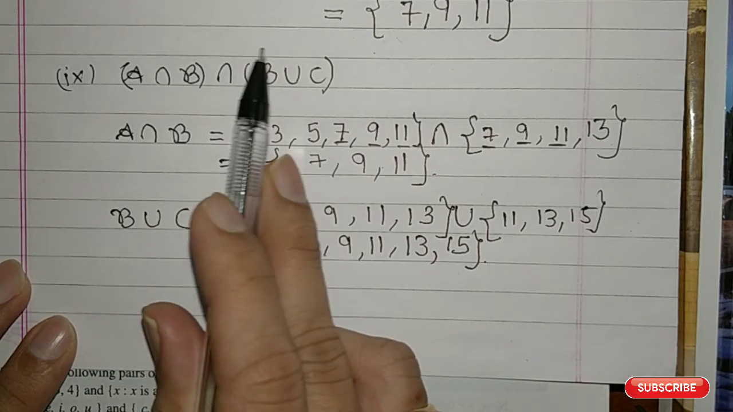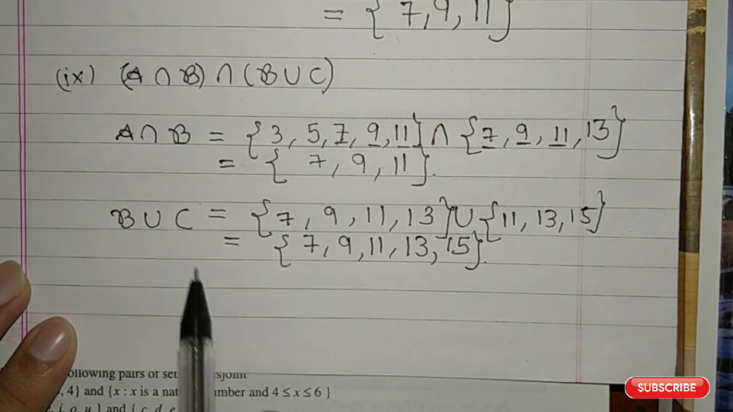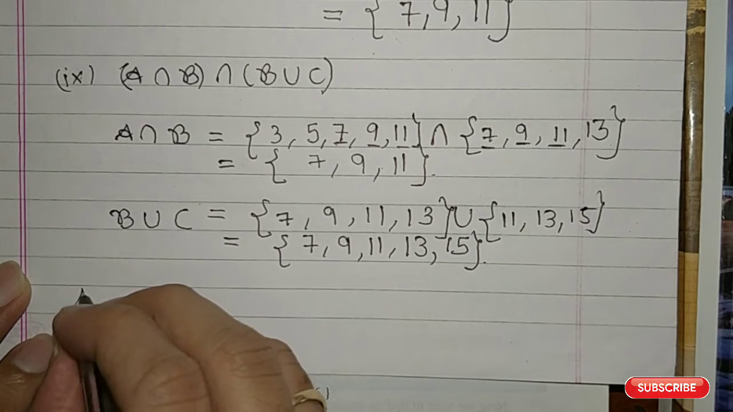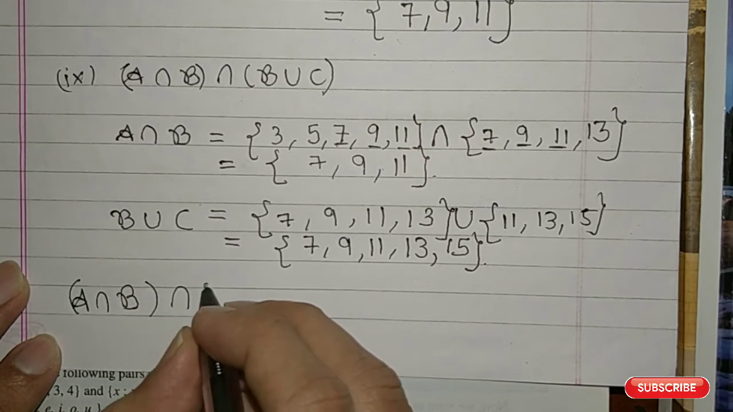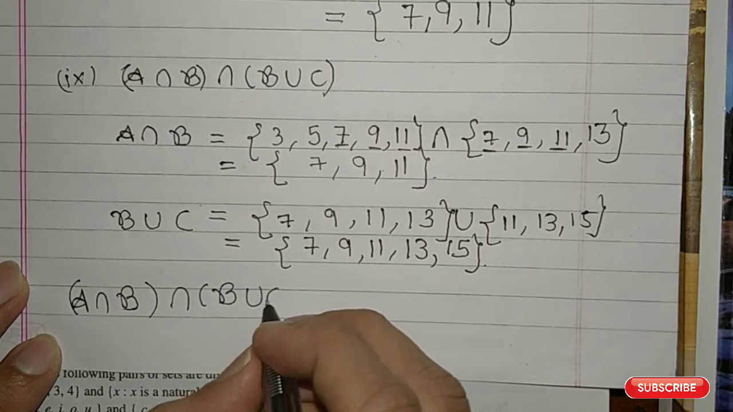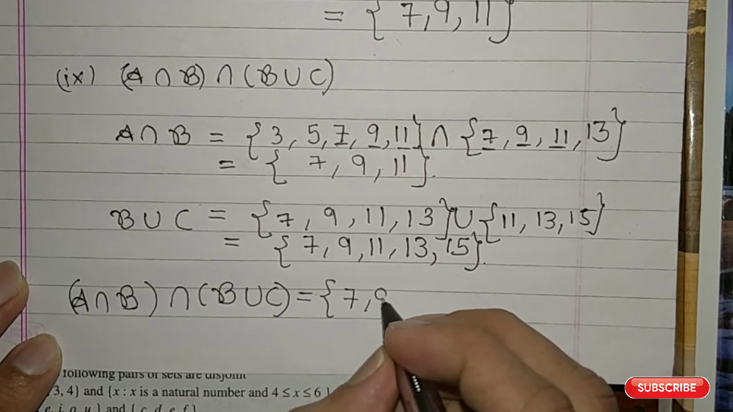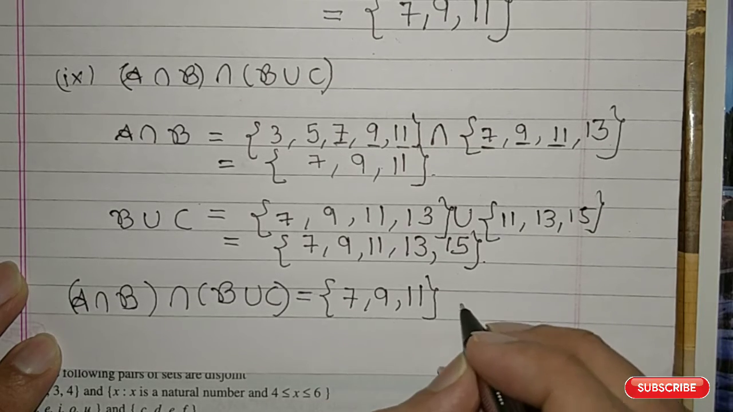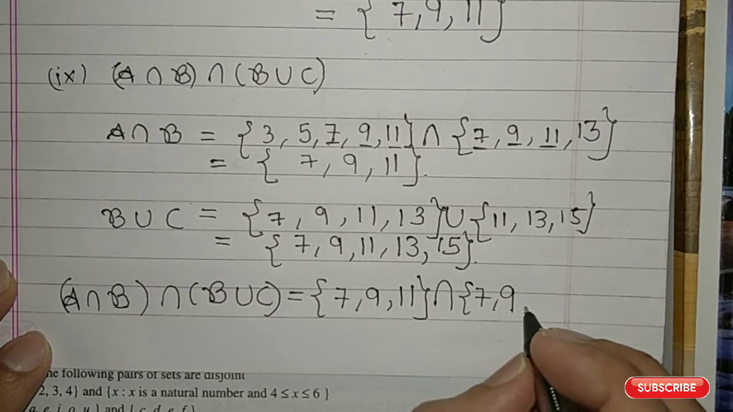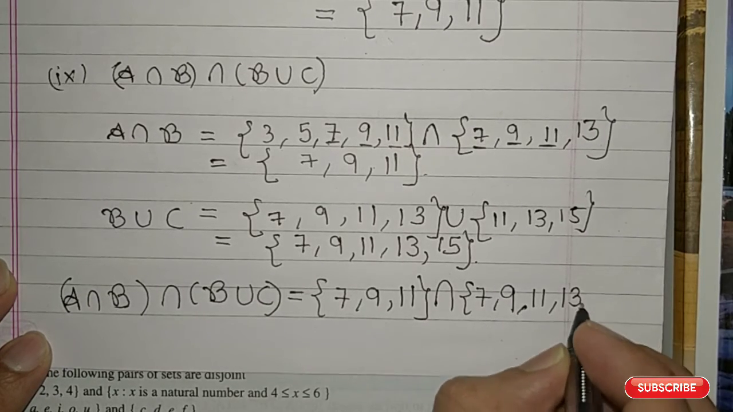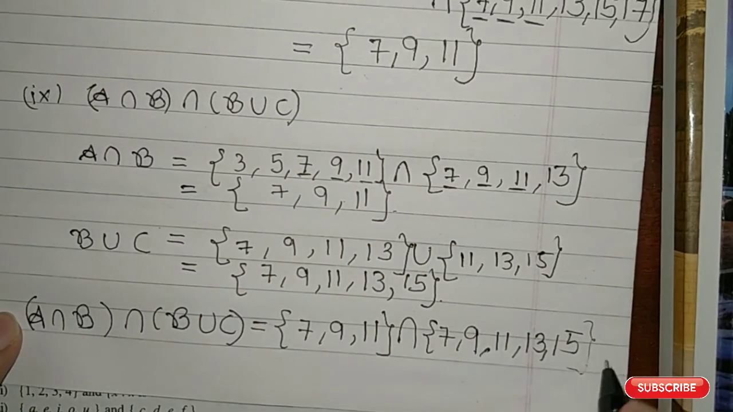Now we can find this set. Since we have found this set, we can find this set now. So A intersection B intersection B union C will be 7, 9, 11 intersection 7, 9, 11, 13 and 15.